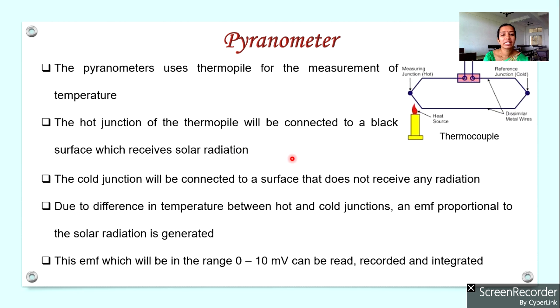This pyranometer sensor will be having alternate black and white surfaces, and the hot junction of the thermopile will be connected to the black coated surface, and the reference junction or the cold junction will be connected to the white surface, or the surface that does not receive any radiation.